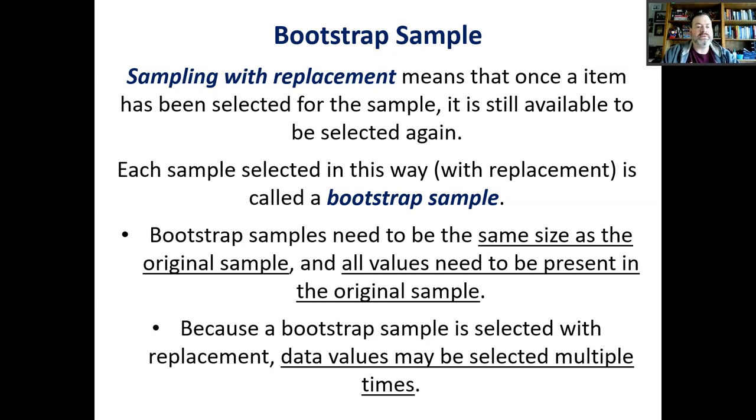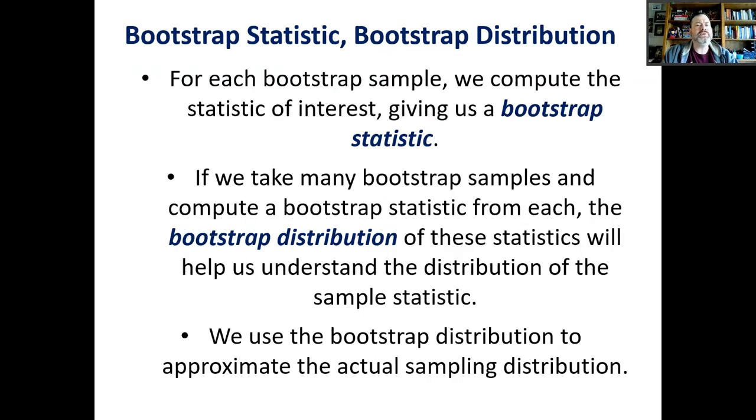And because a bootstrap sample is selected with replacement, data values may be selected multiple times. In fact, they have to be selected multiple times, or every sample you selected would just be the original sample all over again, and then you wouldn't have any variability. For each bootstrap sample, we compute the statistic of interest, giving us a bootstrap statistic. If we take many bootstrap samples and compute a bootstrap statistic from each, the bootstrap distribution of these statistics will help us understand the distribution of the sample statistic. And then we use this bootstrap distribution to approximate the actual sampling distribution.